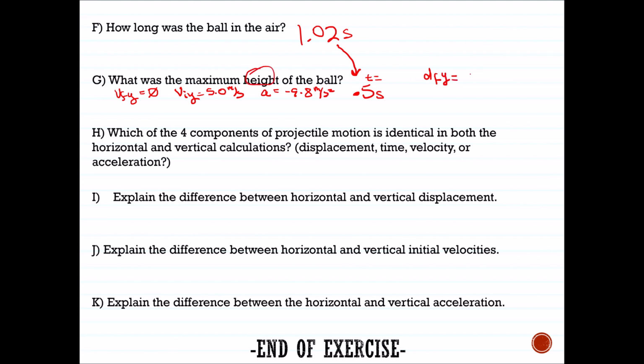It's going to equal the initial displacement in the y, which is 0, plus the initial velocity in the y, which was 5 meters per second, times the time, half a second to rise, plus 1/2 times negative 9.8 meters per second squared, times the rise time, 0.5 squared. Don't forget to square your time. That's the most common mistake students make. When you calculate all of that, you should get 1.28 meters.